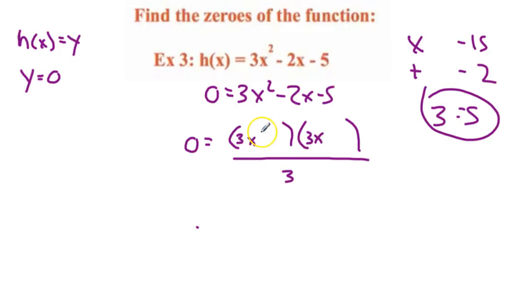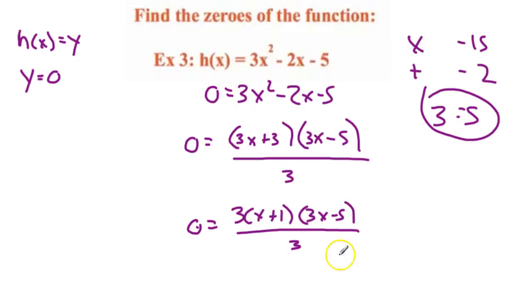Now I just have to put them in up here. So I can do 3x plus 3, 3x minus 5. So now, can I factor anything out? Well, these both have a 3, so I can say 3 times x plus 1, and these I can't factor anything out, so that's 3x minus 5 divided by 3. Now those 3's cancel, so I'm left with 0 equals x plus 1 times 3x minus 5.